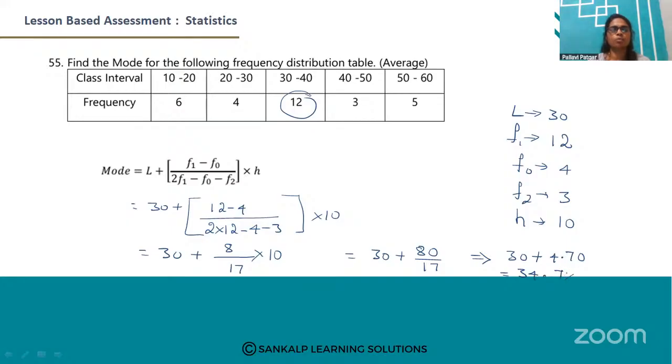So the mode for the given frequency distribution table is approximately 34.7.